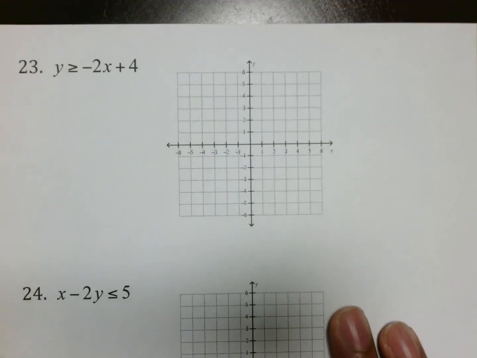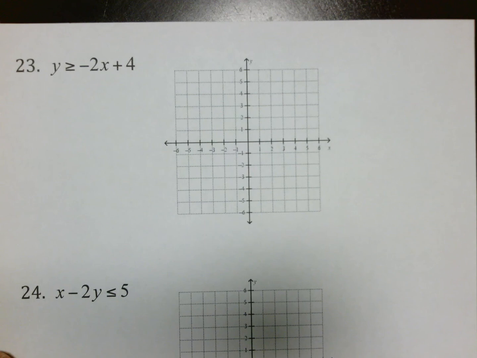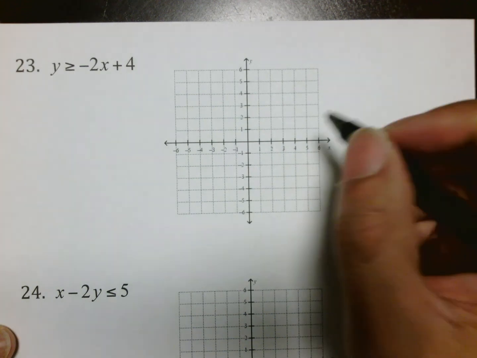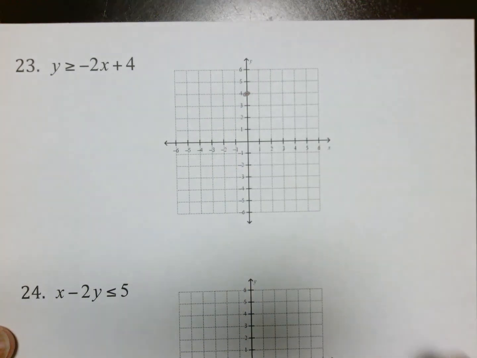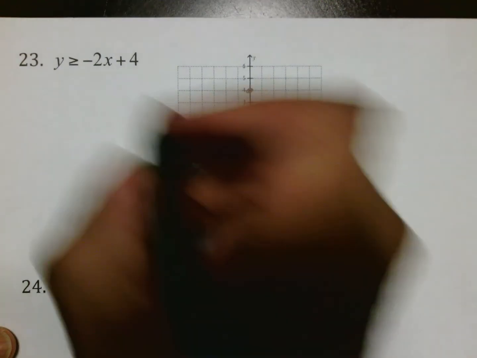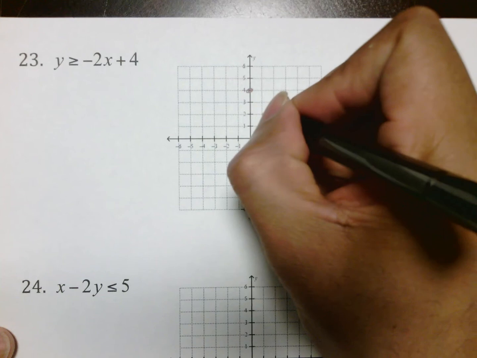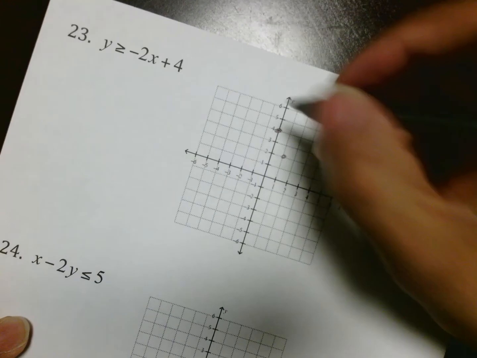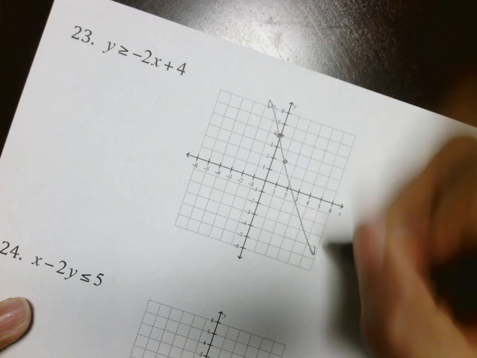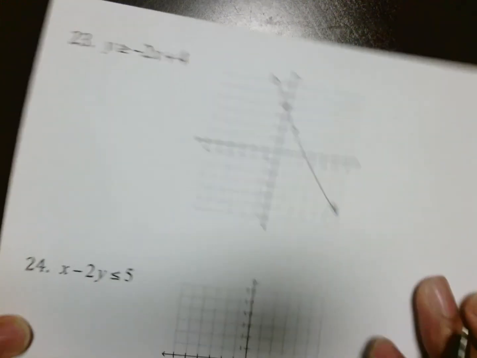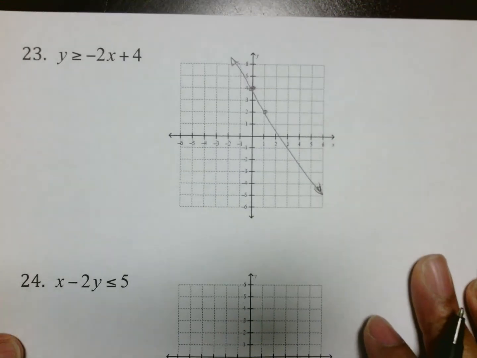Number 23. y is greater than or equal to negative 2x plus 4. So again, the plus 4 means go up 4. The negative 2x means go down 2 over 1. Draw your line. And that is your line for the graph.